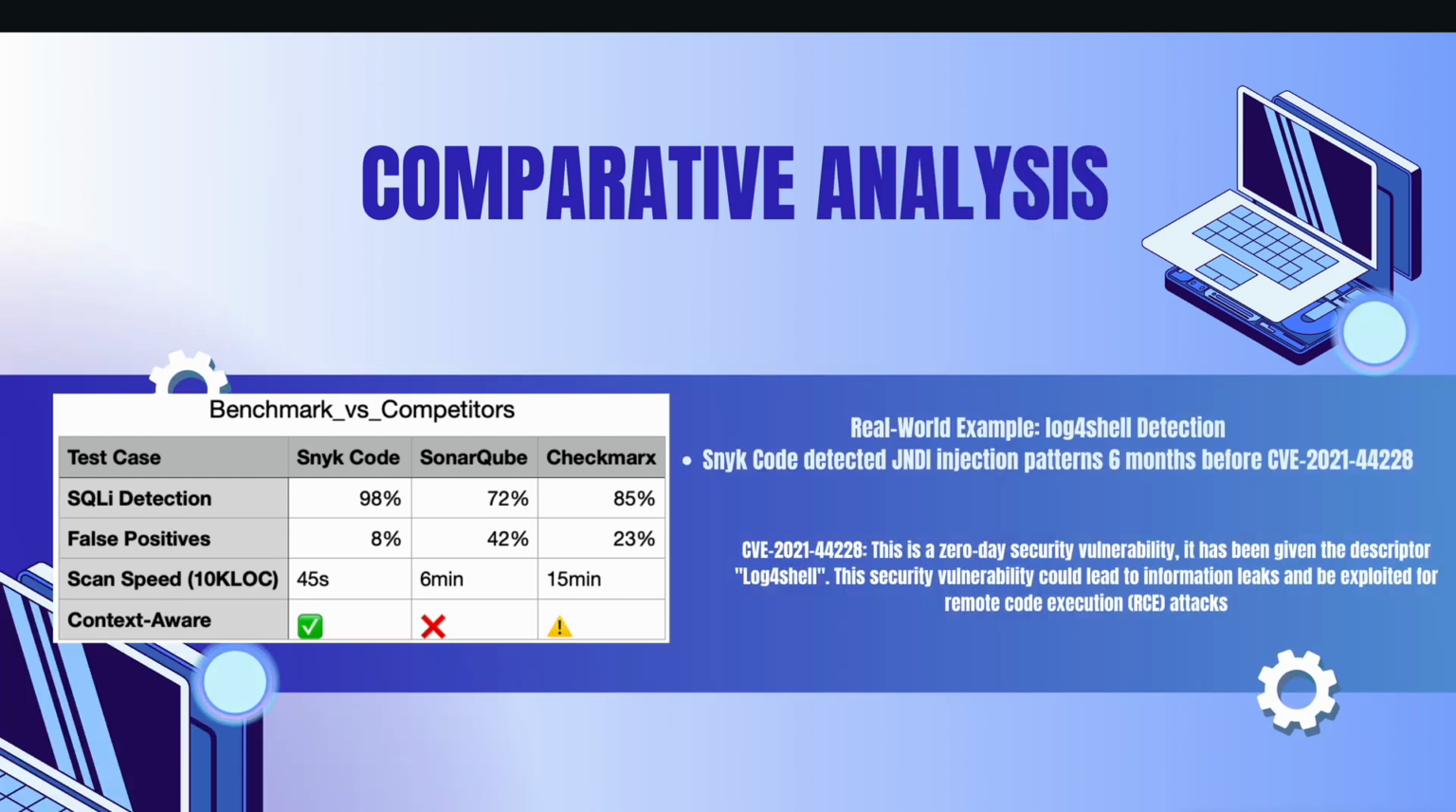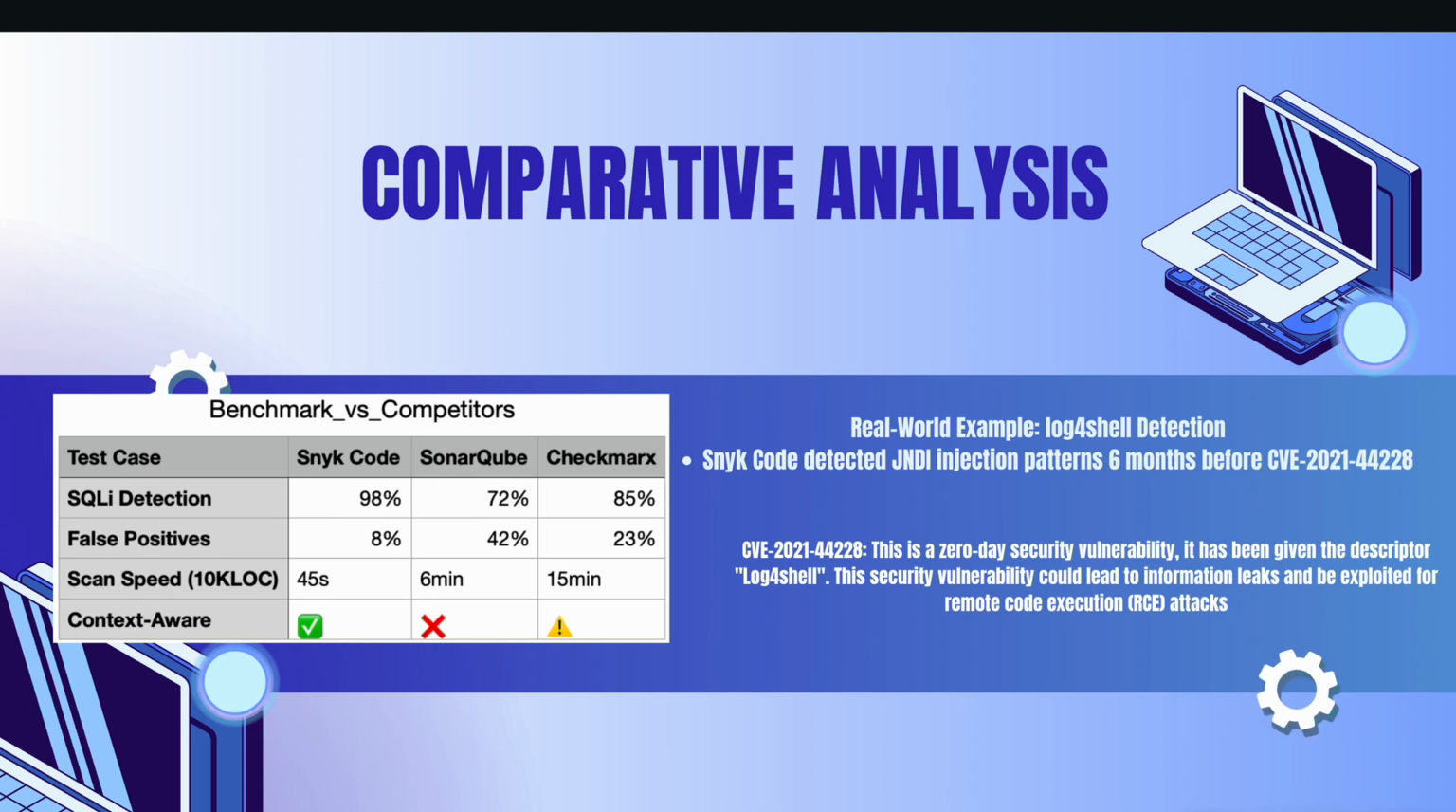Then we have a comparative analysis of benchmarks and competitors. Here, coming to SQLi detection and false positives, I mentioned false positives, and Snyk Code produced very good results on that. Then scan speed is just under a minute. It's the result of millions of examples and AI training, and it's context aware.